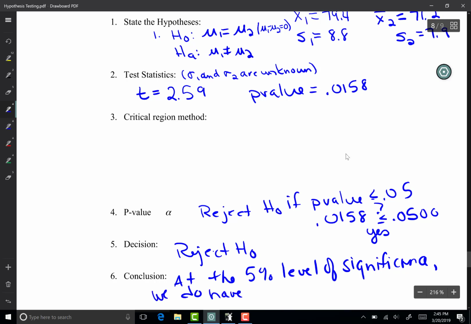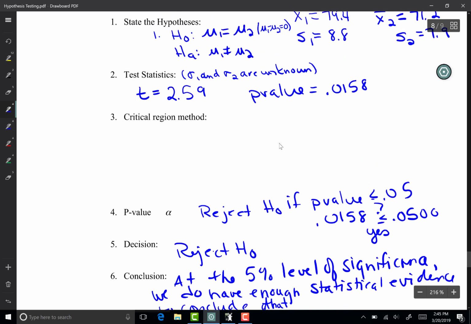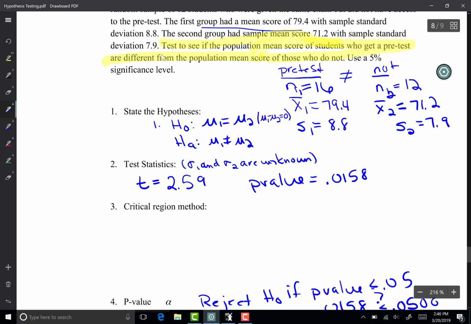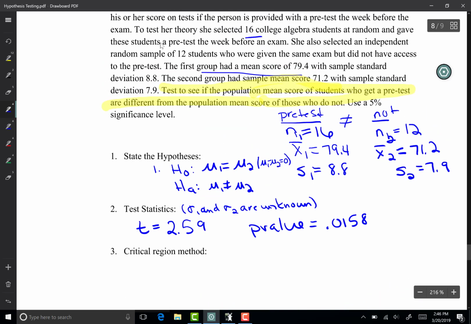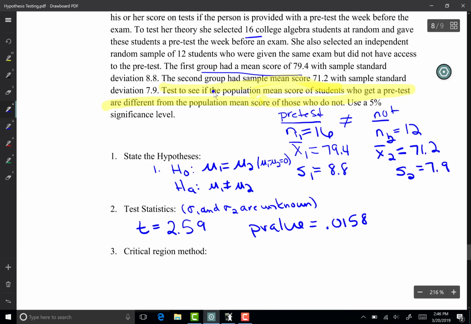we do have enough statistical evidence to conclude that... now again, I go back to the problem and look for that word "that." Oftentimes it'll say "do the data indicate that." This one says test to see if the, and this is what I'm testing right here, population mean score of students who get a pretest is different from the population mean score of those who do not. So that's what I'm finding evidence of.